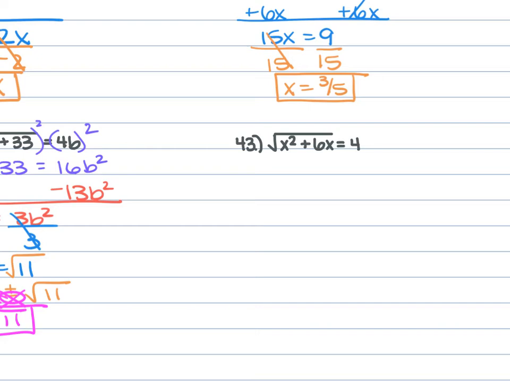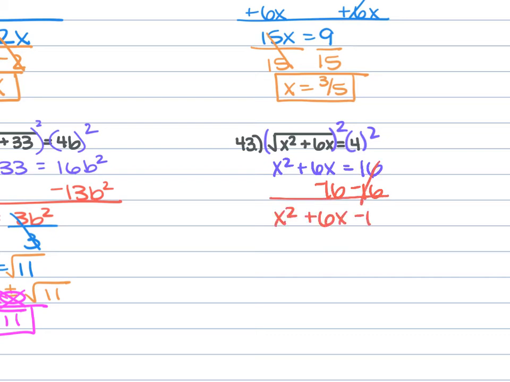For 43, we have the square root of x squared plus 6x is equal to 4. Now, this one doesn't have a variable on the other side of your equal sign, so we're going to do this like we normally would. Square both sides. So x squared plus 6x is equal to 16. We are going to move the 16 over by subtracting it from each side to give us x squared plus 6x minus 16 is equal to 0.